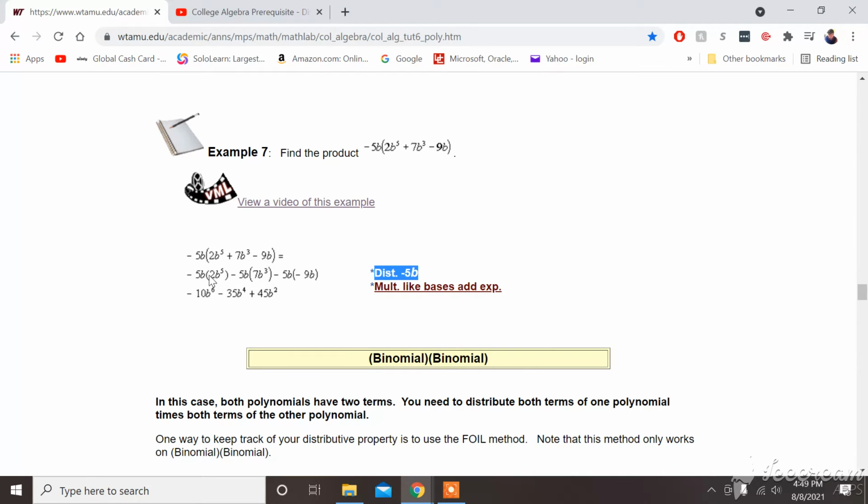Alright, -5b times 2b to the 5th power, all that is -10b to the 6th power. Basically, multiply these two numbers, -10. Add variables, the exponents: 6.